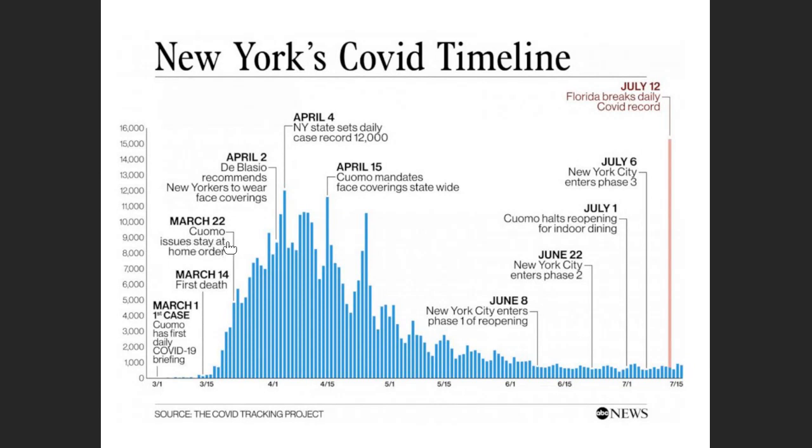So Cuomo issues a stay-at-home order. Everything goes up now. The first case is here in New Rochelle. That was the first case, and the first death. And then it went up, with a daily record of 12,000. Okay, and then face masks, and by June, July, that mostly quieted down.